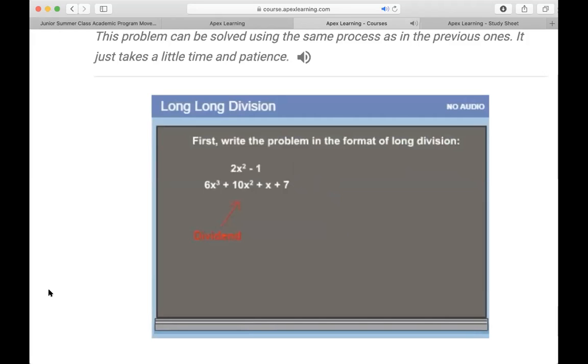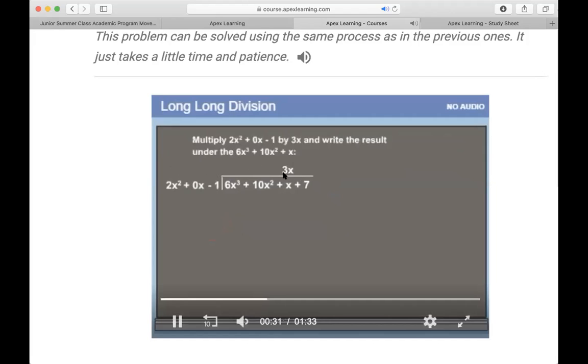So again, flipping that over, setting our process up the way that we normally look at it. We're missing that linear term in the divisor, so we got to make space for it. Okay, great. We add a 0x. So then 2x squared goes into 6x cubed 3x times. All right, perfect. 3x.